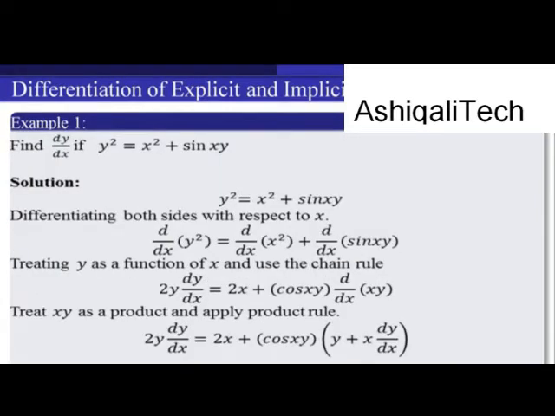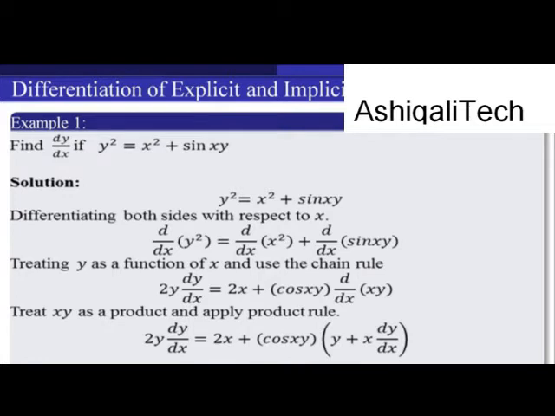Find dy by dx if y square is equal to x square plus sine of xy. First of all, we write y square is equal to x square plus sine of xy. Now differentiating both sides with respect to x, we get d by dx of y square equal to d by dx of x square plus d by dx of sine of xy.